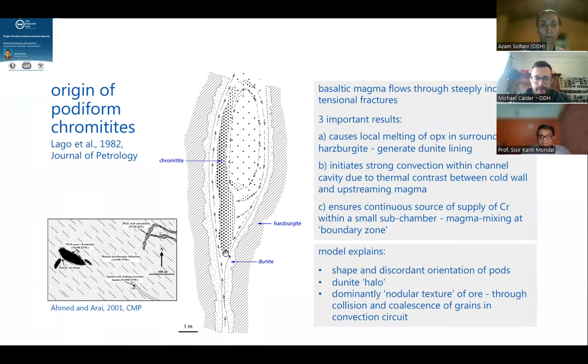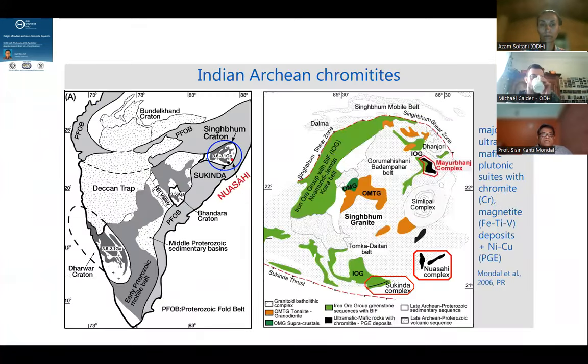As a result of that, chromite will become the only stable phase, and we can expect formation of this kind of chromitite body. So this model explains very nicely the shape and discordant orientation of pods, the dunite halo surrounding that particular podiform chromitite body, and a nodular texture of the ore through collision and coalescence of grains in the convection circuit. And we can expect formation of that kind of nodules in this mixing zone, or the boundary region.